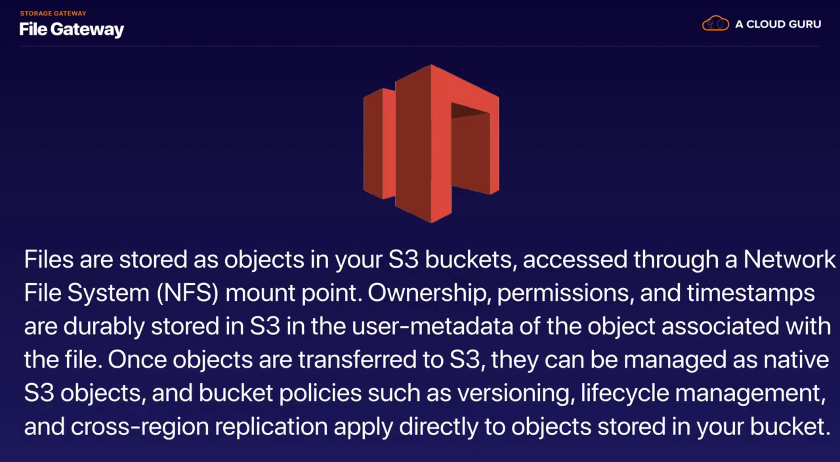So we'll start with File Gateway. This is basically where files are stored as objects in your S3 buckets, and they're accessed through a network file system or NFS mount point. And then ownership, permissions, and timestamps are durably stored in S3 in the user metadata of the object associated with the file. And once objects are transferred to S3, they can be managed as native S3 objects, and bucket policies such as versioning, lifecycle management, and cross-region replication can apply directly to objects stored in your bucket. So you can have all the goodness of S3. So it's basically a way of connecting your on-premise infrastructure to S3.